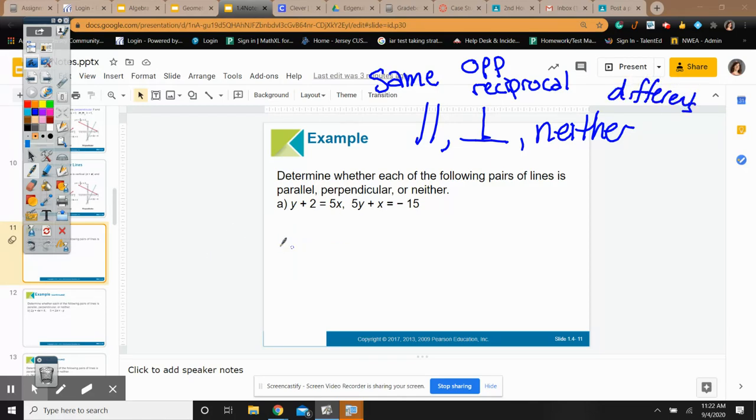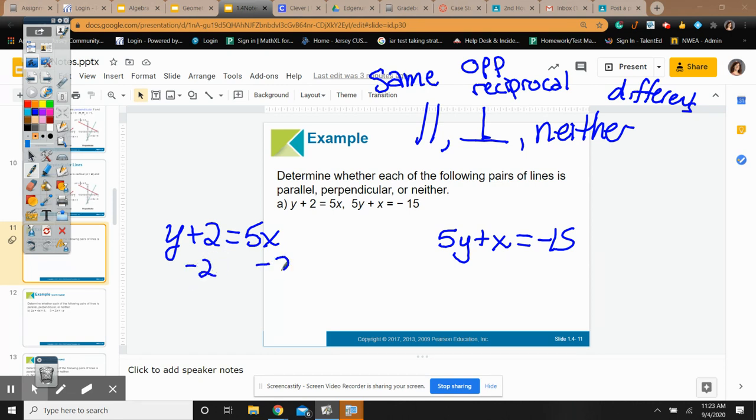Okay, so how do we do this when we have equations like this? y plus 2 equals 5x, and 5y plus x equals -15. Well, you have to get y by itself. If you get y by itself, you can easily tell what the slope is because it will be right in front of the x. So I have y equals 5x minus 2, and the slope of this one is 5.